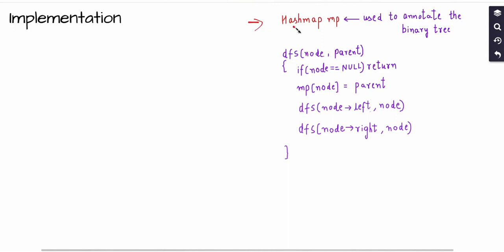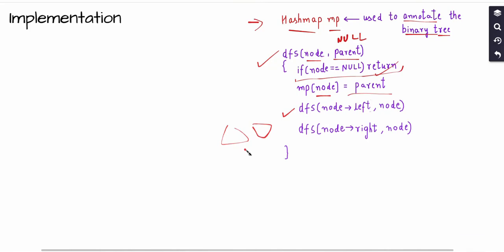We first declare a hash map MP, which is used to annotate the given binary tree. Then I perform my depth first search where I pass the node and its parent. For root node, I pass the parent as null. Then if the node is a leaf node, then I return right from there. Otherwise, I map the node to its parent. Then I recursively call the same function for the left subtree and for the right subtree, so that they can be mapped as well. So this will perform my annotation.